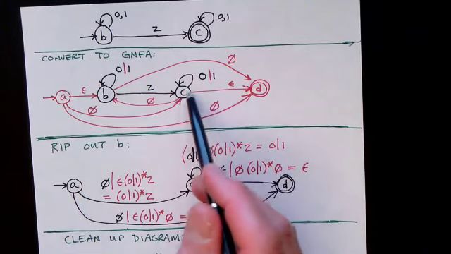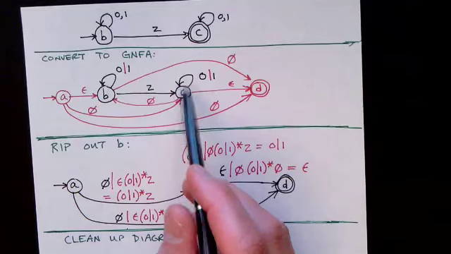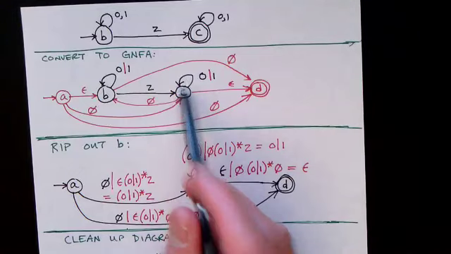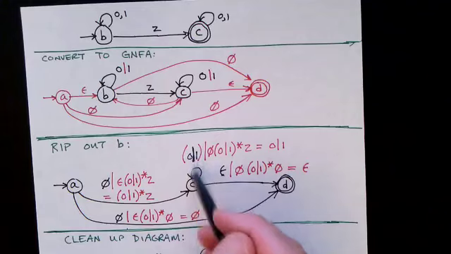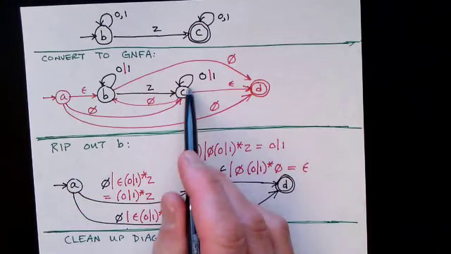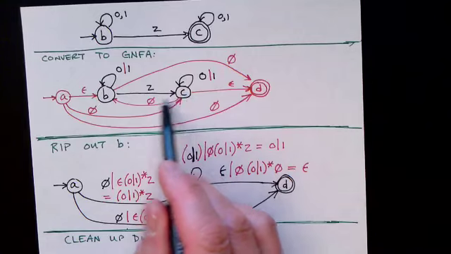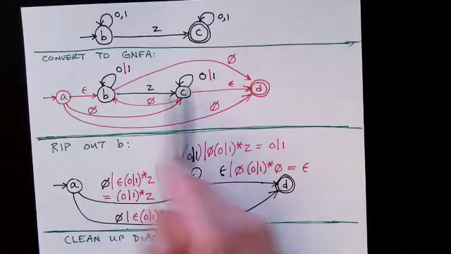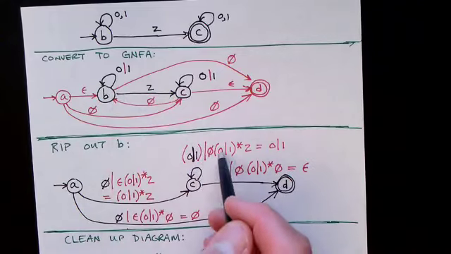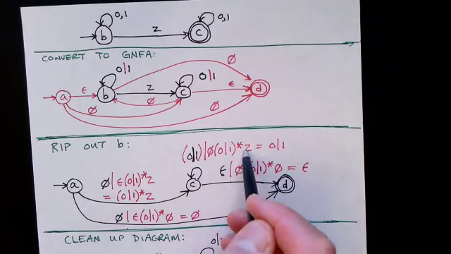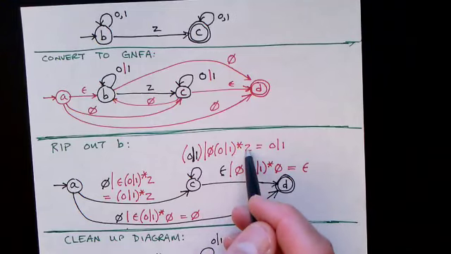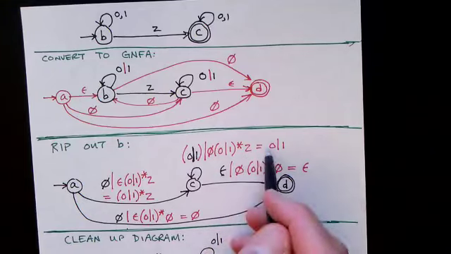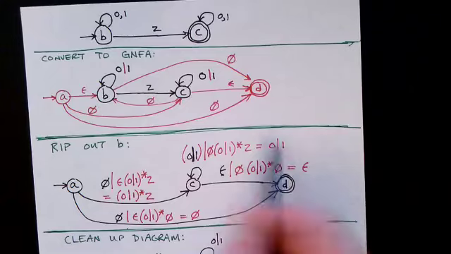What about this edge from C to itself? It was previously labeled 0 or 1, so it's 0 or 1. But there's also a way to get from C to itself by going through B. Empty set, 0 or 1 starred, 2. Well, because this empty is concatenated with anything, it eliminates it. This reduces or simplifies just to 0 or 1.